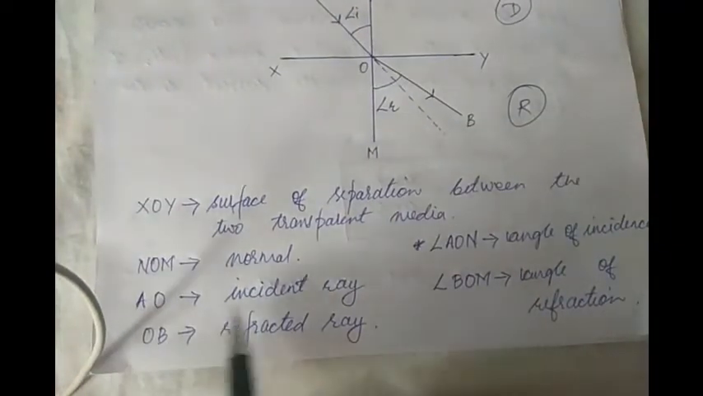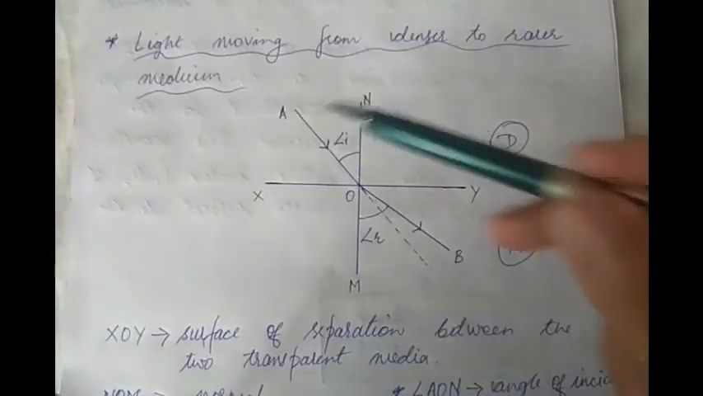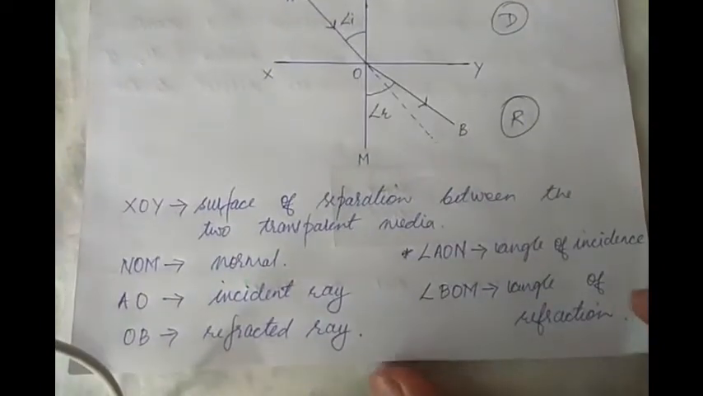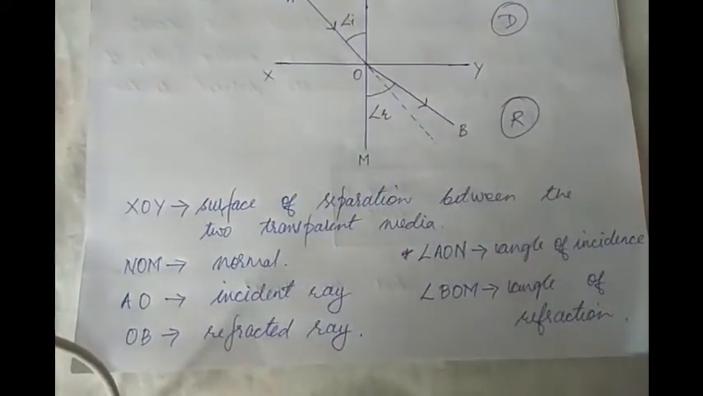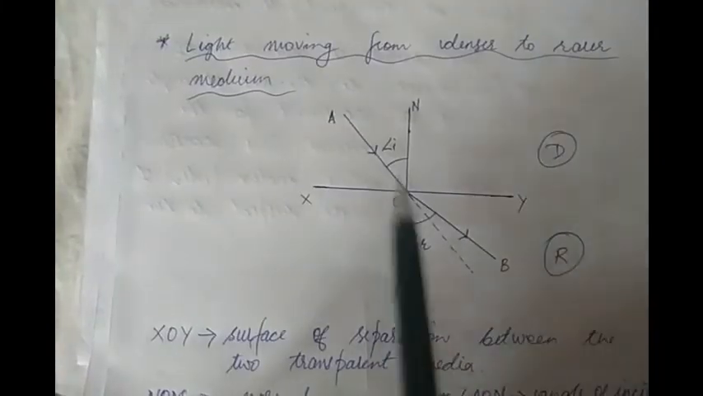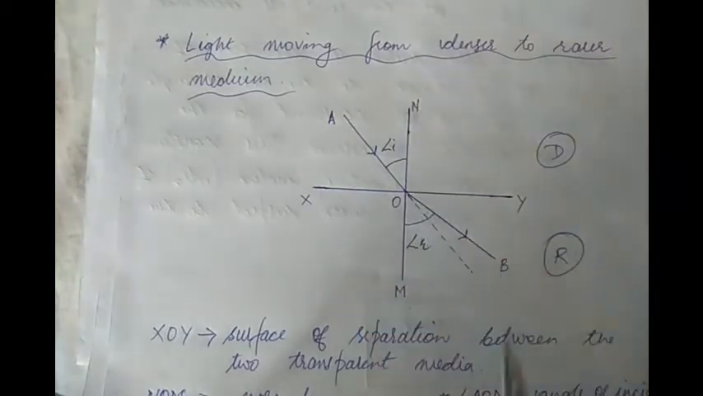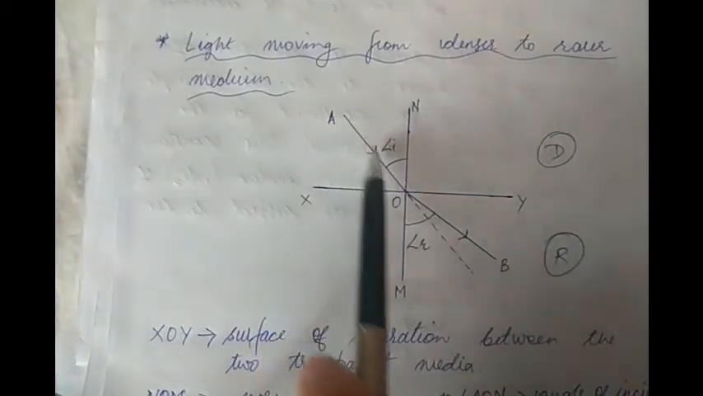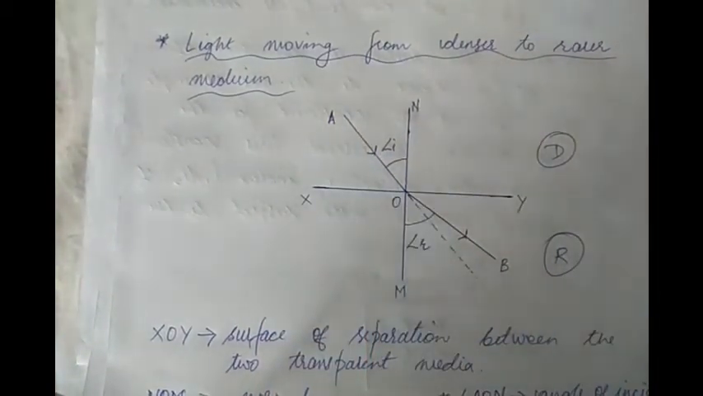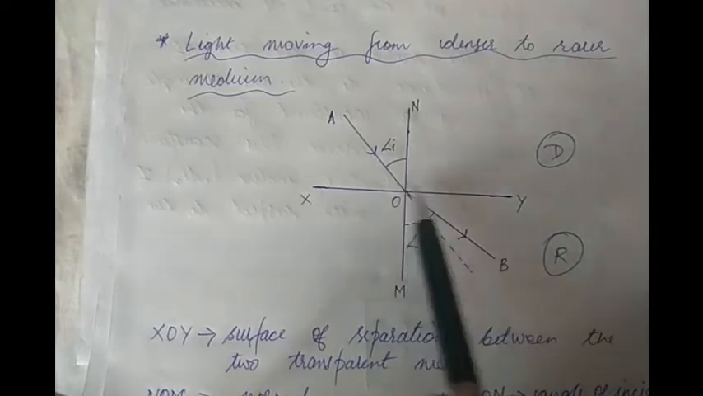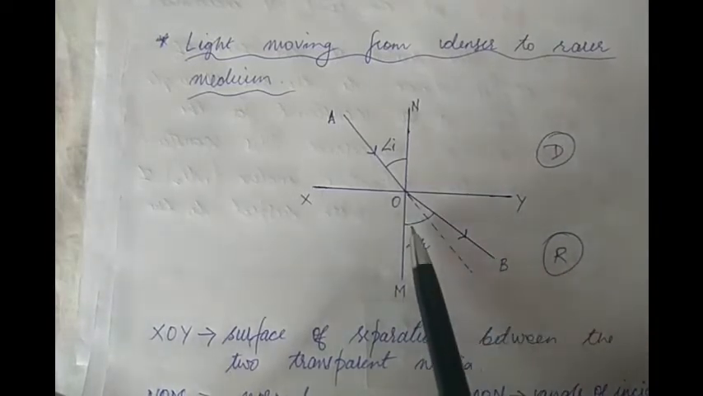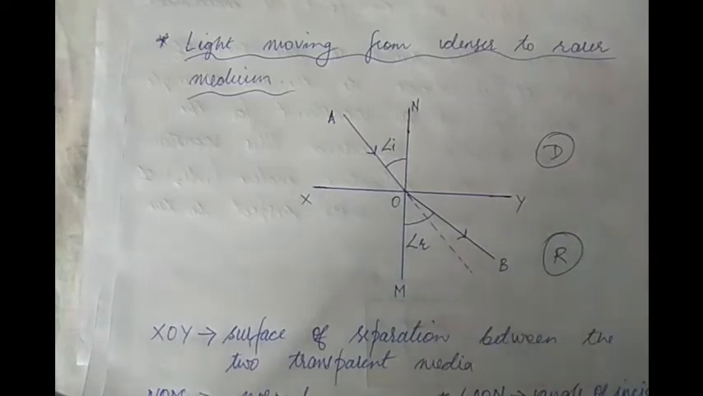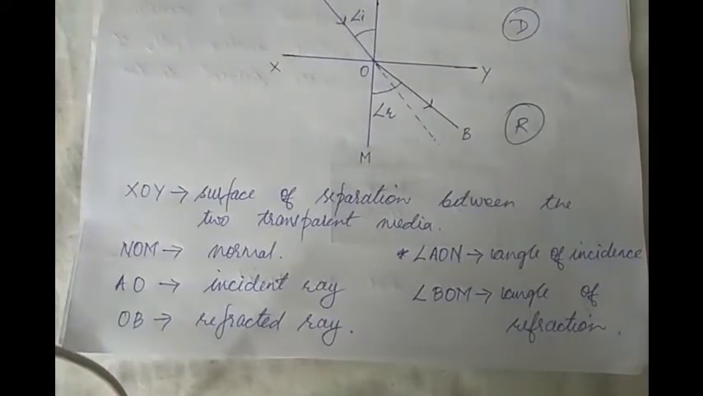Don't forget, AO is called the incident ray. OB is the refracted ray. Angle AON, that is the angle which the incident ray makes with the normal, is called the angle of incidence, denoted by angle I. And likewise angle BOM or MOB is denoted by angle R, and this is called the angle of refraction.